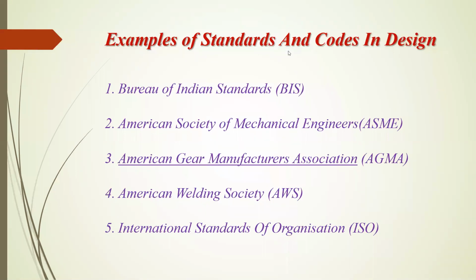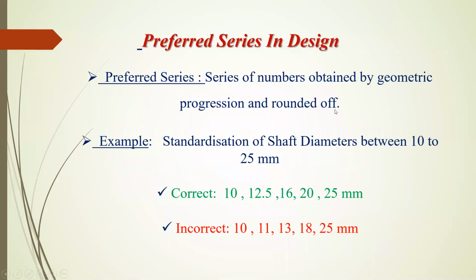So after designing of these standards and codes, the next part we need to study is nothing but preferred series. Here again the preferred series is to be used in the design. So what is meant by preferred series and how to use that, we will discuss here. Preferred series is a series of numbers obtained by geometrical progression and rounded off. It is simply a series of numbers that is to be used in the design.